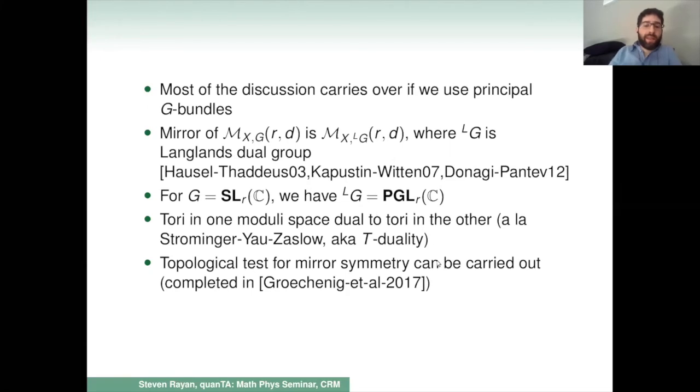But you can go back to the beginnings of mirror symmetry and ask if there is an equivalence of Hodge numbers between these two spaces. And you can refer to that as a topological test for mirror symmetry. This has been a long program, carried out from the 90s, framed in terms of mirror symmetry with the work of Hausel and Thaddeus, and was completed recently by Michael Groechenig, who's at the University of Toronto, and his collaborators in 2017.